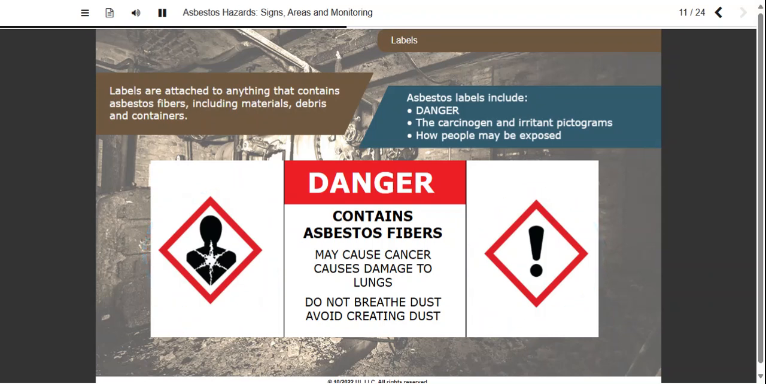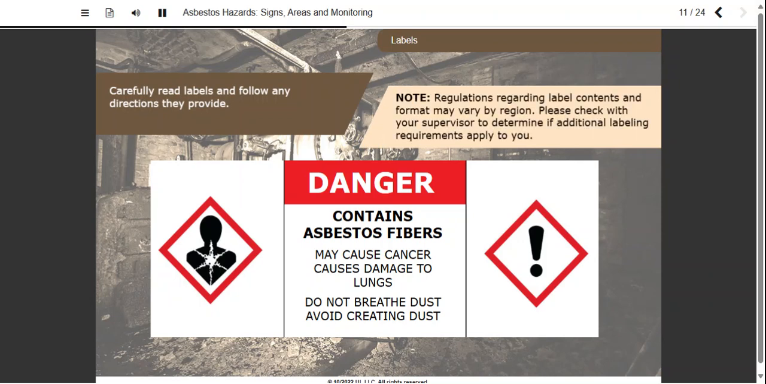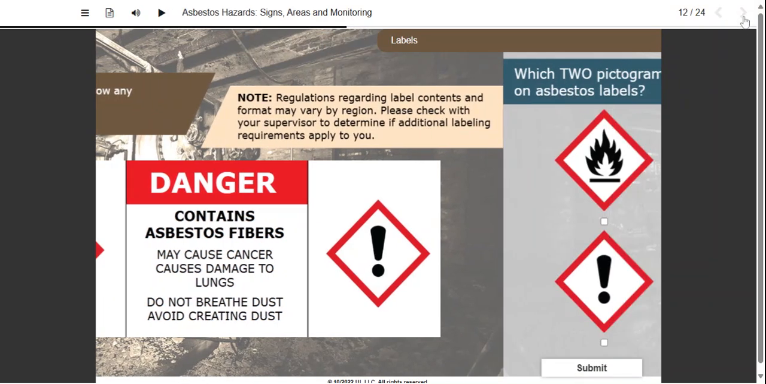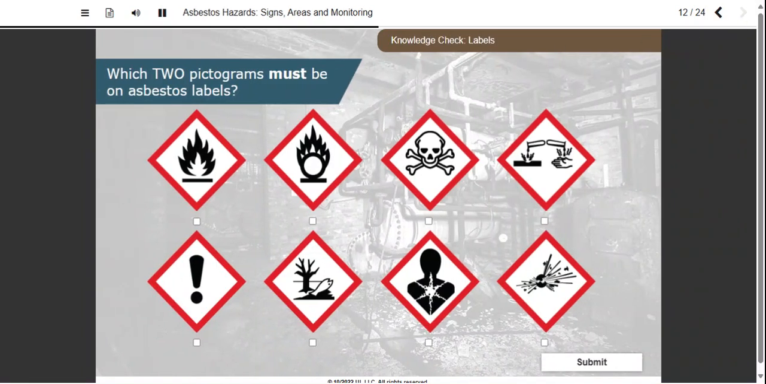Because asbestos is a carcinogen, labels must also state how people may be exposed to it. In other words, they must warn people to avoid activities that create friable asbestos that they may inhale or ingest. In this example, the label warns you to avoid creating or breathing asbestos-containing dust. Carefully read labels and follow any directions they provide. Which two pictograms must be on asbestos labels?